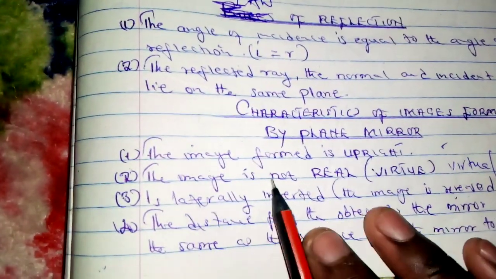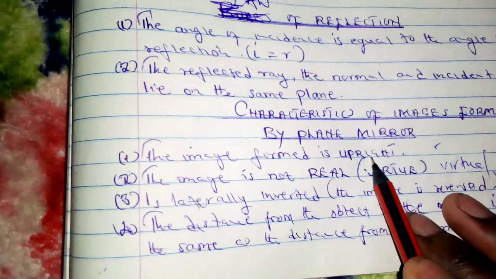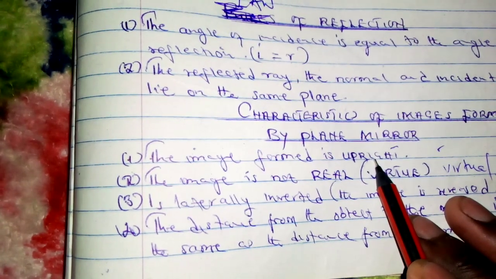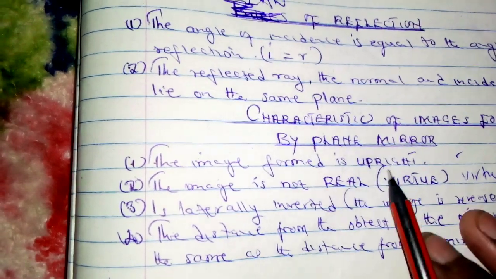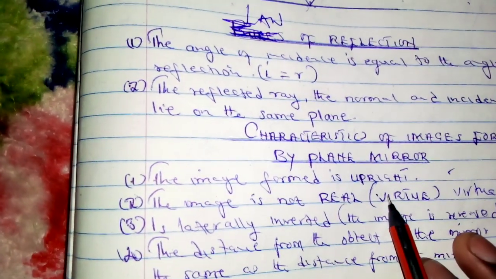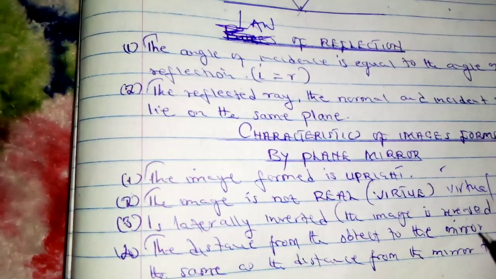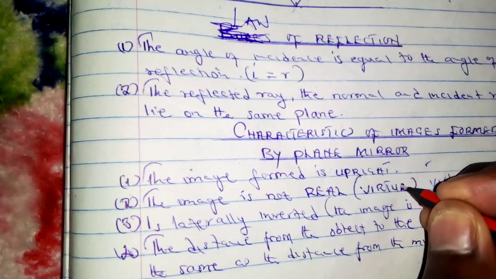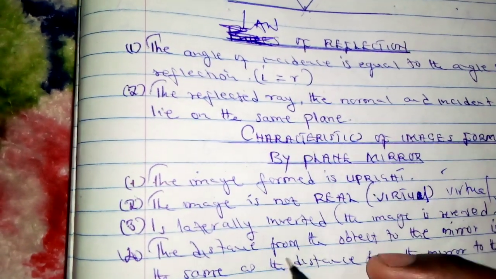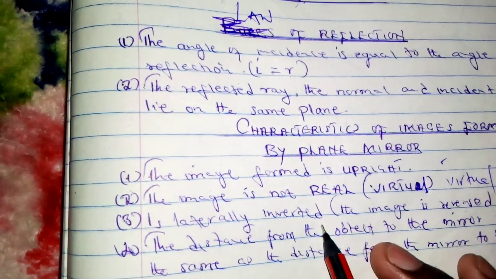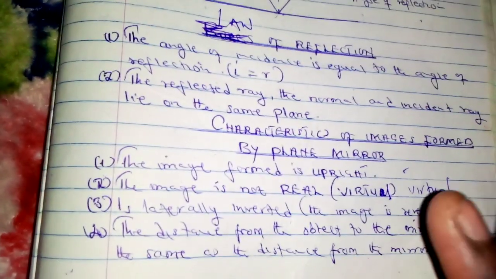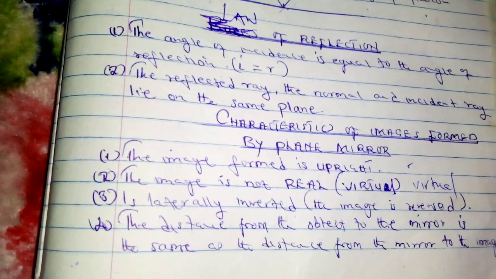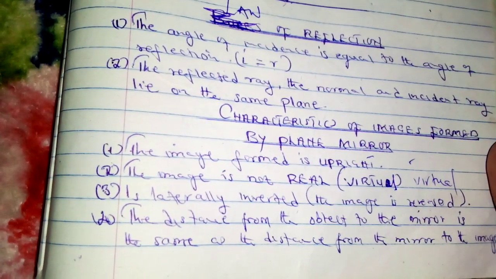One of them is that the image is upright. When you look in the mirror, it will appear upright. Then the image is not real, it is virtual. It is a virtual image. Then it is laterally inverted. What does that mean? When you raise the right hand, it will appear as though you are raising the left hand in a mirror.